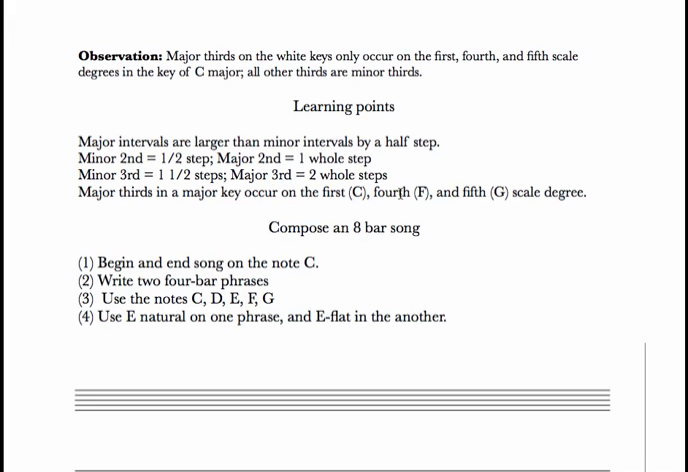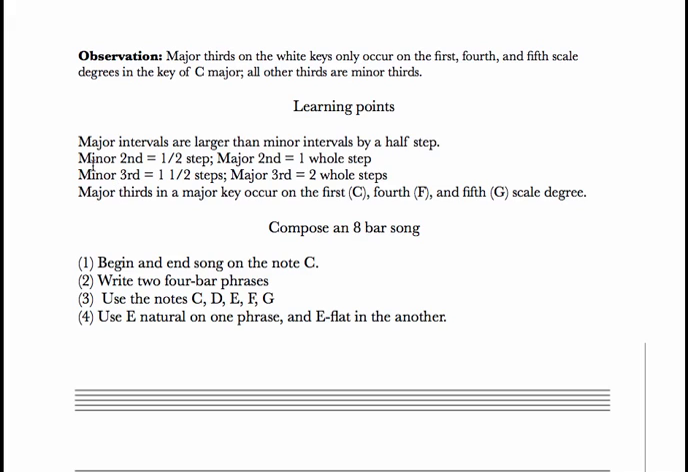Okay, so a few observations here. One important one, the major thirds on the white key only occur on the first, fourth, and fifth scale degrees in the key of C. All the other thirds are minor thirds. Okay. The major intervals are larger than minor intervals by half a step.